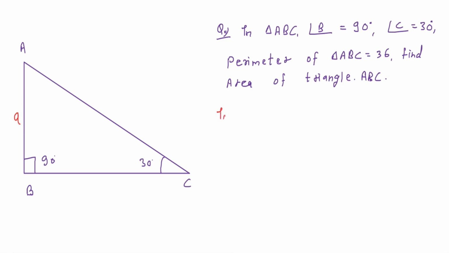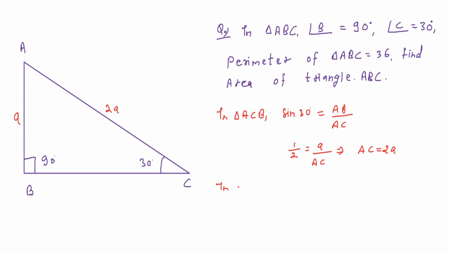Now in triangle ACB, we will be using the trigonometric ratio sin. So in this triangle, sin 30 degrees will be written as perpendicular, that is AB, divided by hypotenuse, that is AC. So the value of sin 30 degrees will be 1 by 2, and AB we have assumed as a, and AC will remain as it is. So from here we can write AC is equal to twice of a. That means the hypotenuse of triangle ABC is now 2a.